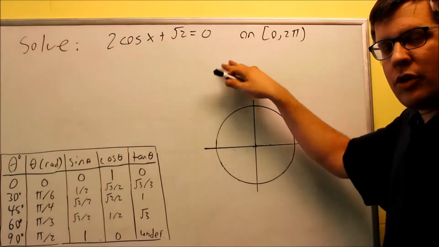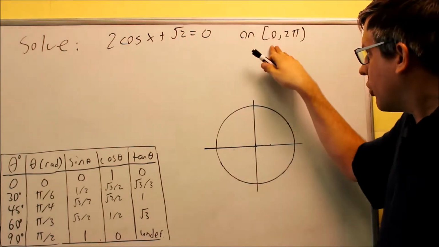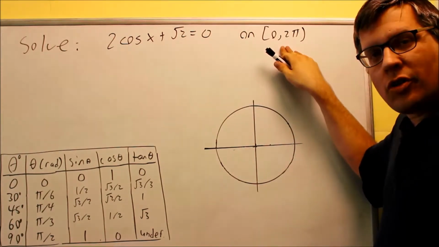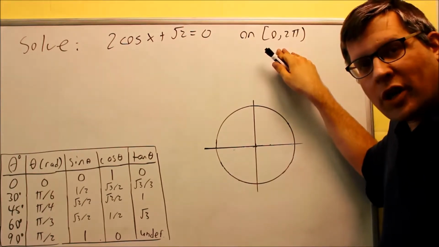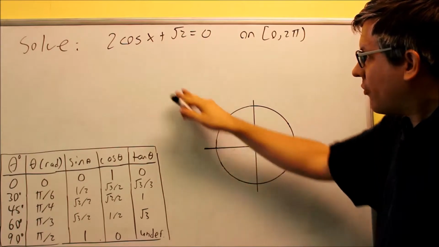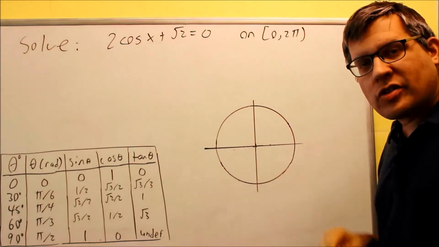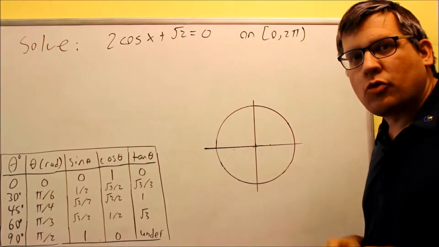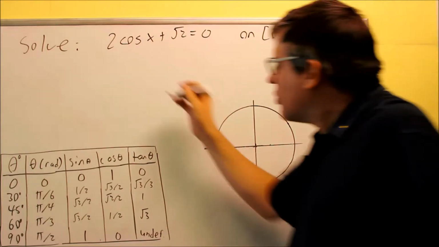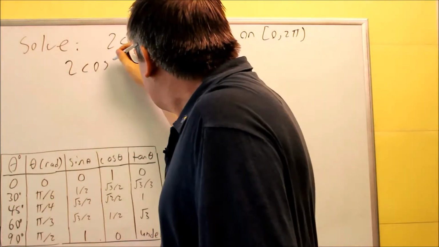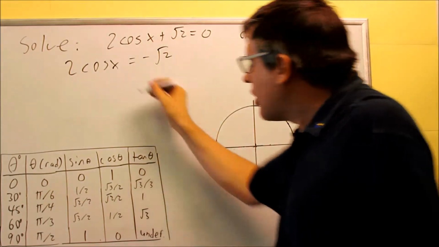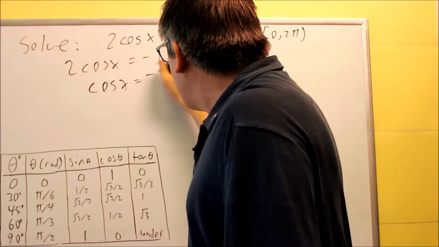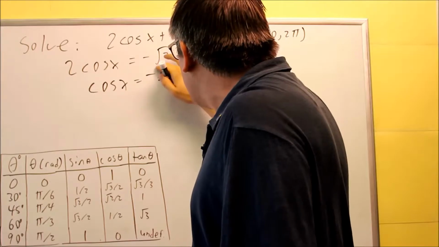Okay, this problem, an interval is given. However, we're noticing that it says 0 to 2 pi. That means that we want to write our answer in terms of radians. Okay, so now the first thing you want to do with these problems is you want to isolate the trig function. So we want to solve for cosine. To do that, we're going to first subtract the square root of 2 from the other side, then divide both sides by 2. So then we get negative square root of 2 over 2.